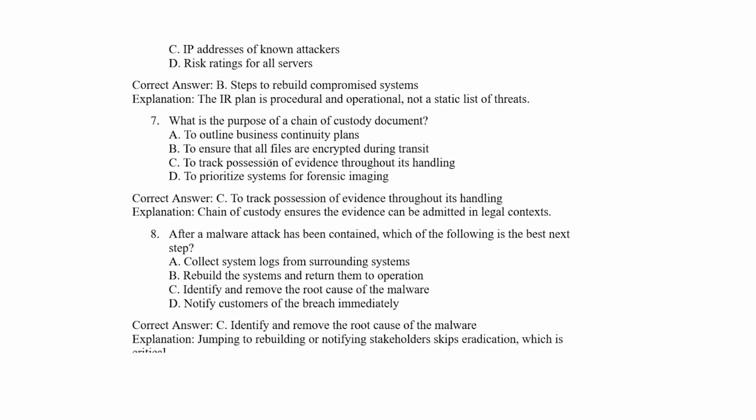So the options are to outline a business continuity plan, to ensure that all files are encrypted during transit, to track possession of evidence throughout its handling. For chain of custody, sometimes it is required in the court of law to make sure that the possession of evidence is tracked throughout its handling. And it happens even in the forces, not just in security. When the evidences are compromised, they will not be allowed in the court of law because they'll say it has been tampered with. So it's the same also in security. Chain of custody, you cannot afford to have it tampered with, or else it will not be acceptable in the court of law.